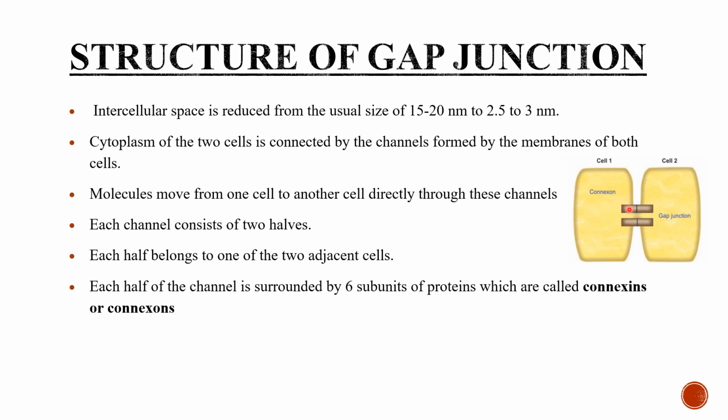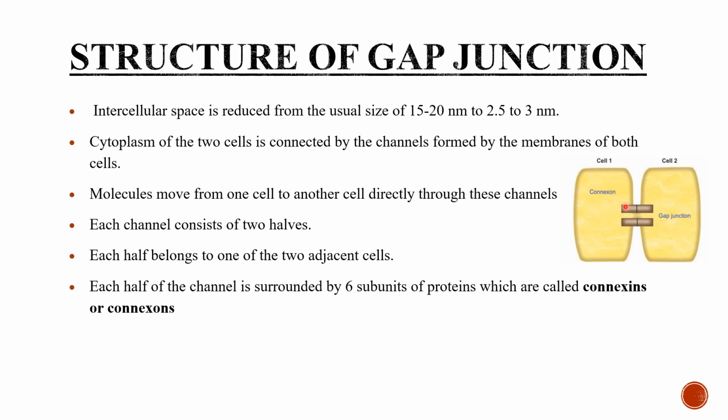Gap junctions are formed by channels, and each channel has two halves. One half of the channel is from one cell, and the other half of the channel is from the other cell. Through these channels, substances can pass easily from one cell to the other cell. Each half of the channel is surrounded by 6 subunits of proteins, which are called connexins or connexons. It is very important to remember this point. What is the name of the protein which is forming gap junction? That is connexin or connexon.